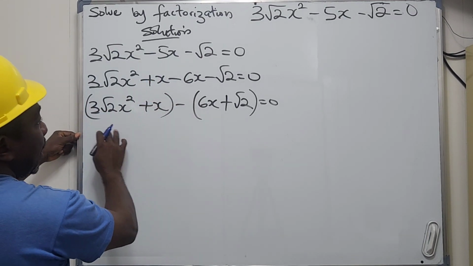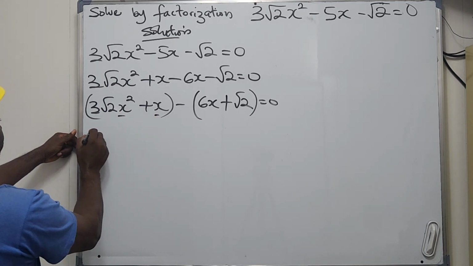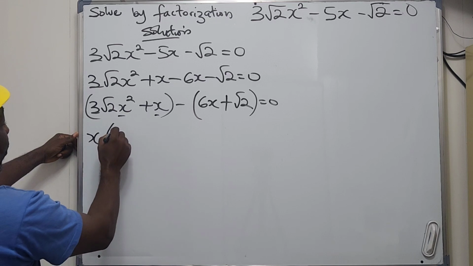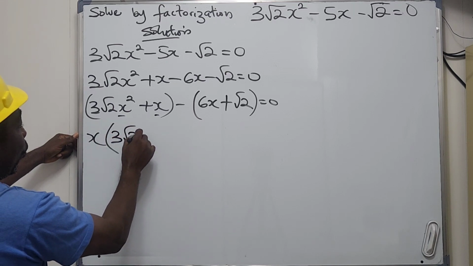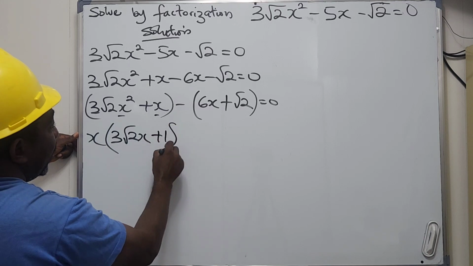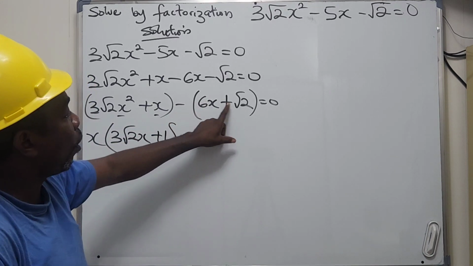So in this case, we can factorize this. Here we have x and we have x here, so we use x to factorize it. The whole of here divided by x will give us 3 root 2 x, and x divided by x will give us plus 1. So here we have minus 2 of this.